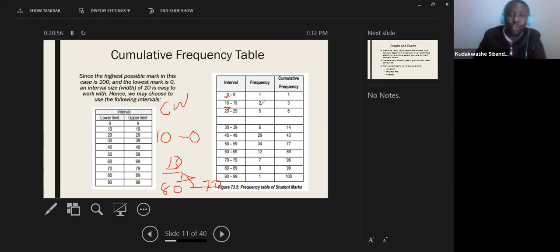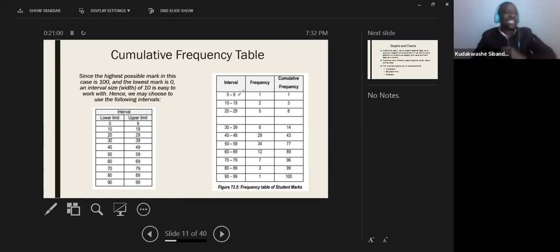Or you can also use the upper class limits, the two adjacent upper class limits. In this case, we can take 19 and 9, and we say 19 minus 9, you still get 10. Even if we take 89 and 70, if we subtract, you still get 10.